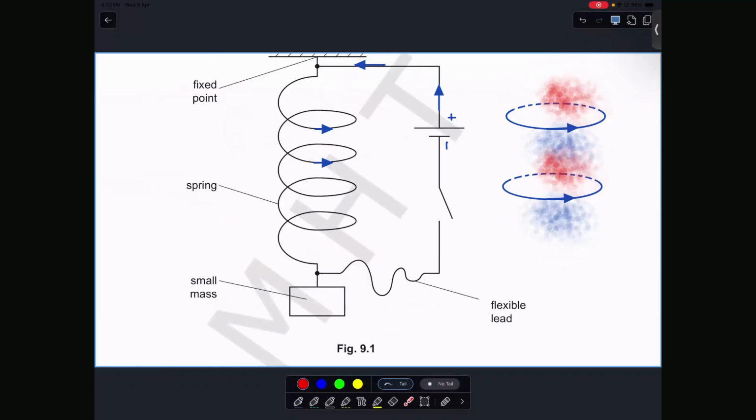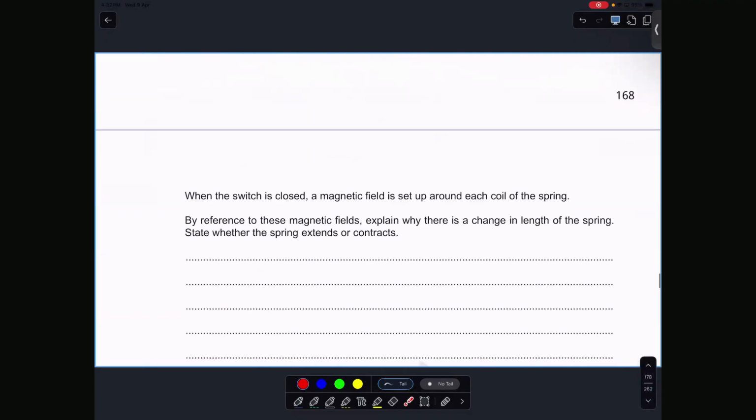I don't remember exactly what the issue was, but a couple of students had an issue where they took the whole thing as a magnet, because they thought this was actually a magnetic material or whatever. So yeah, this is how you do it. You look at individual coils and see how they interact with each other. So the question was for 4 marks, I think.